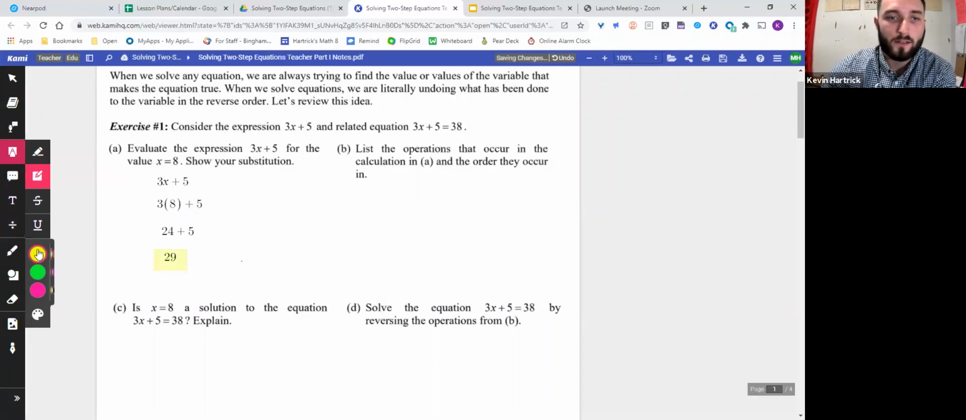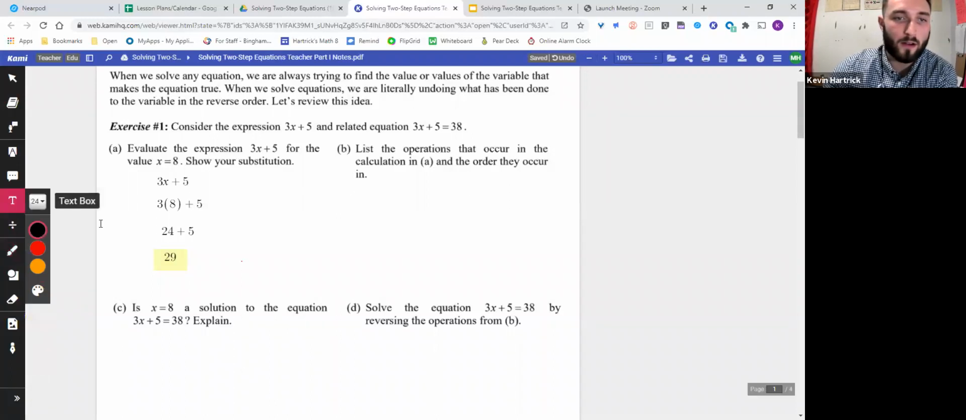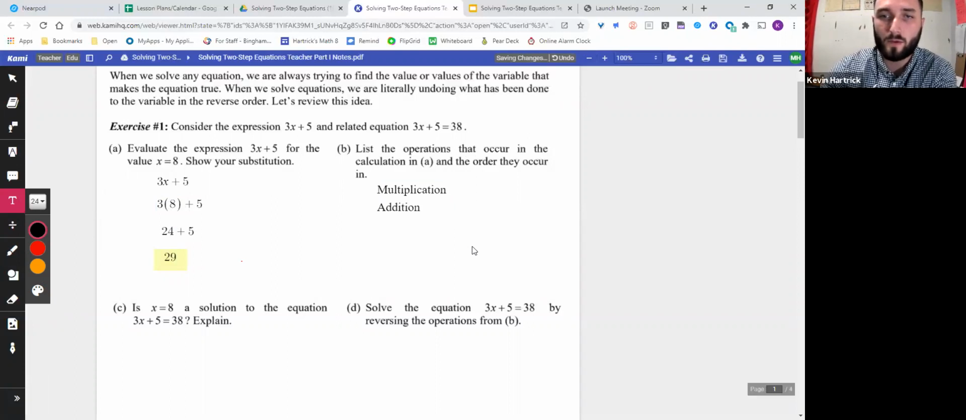Okay, let's look at B. B says, list the operations that occur in the calculation in A, and the order that they occur in. So the first operation that we did was multiplication. That happened first. The second operation that we had was addition, and that happened second.